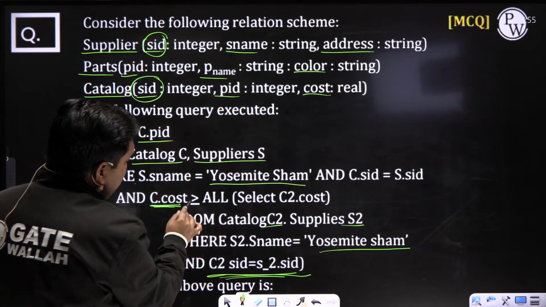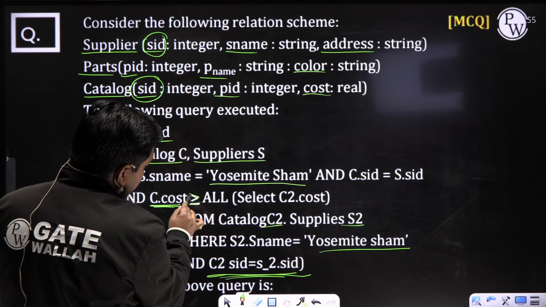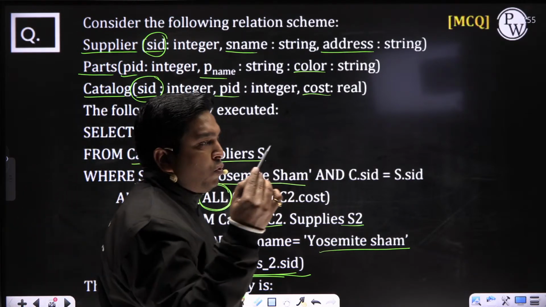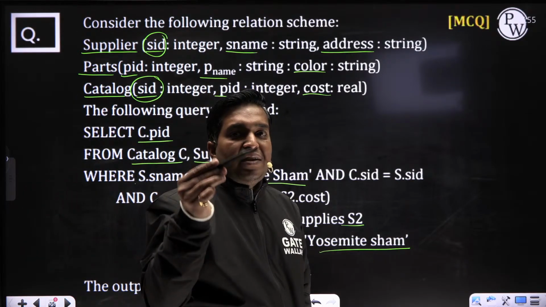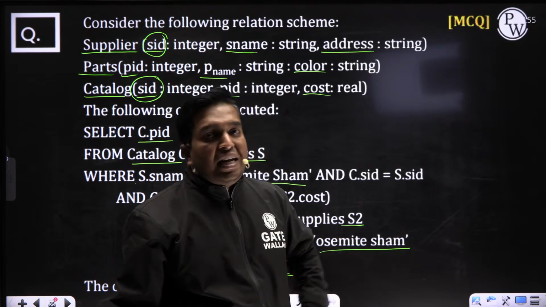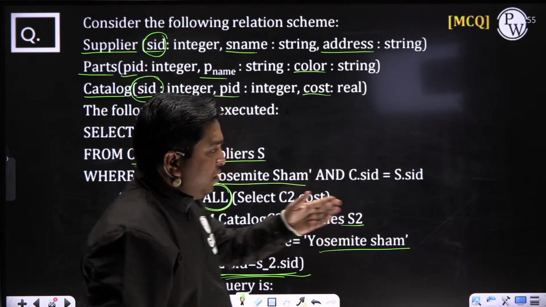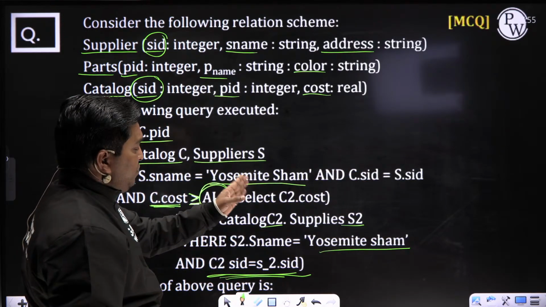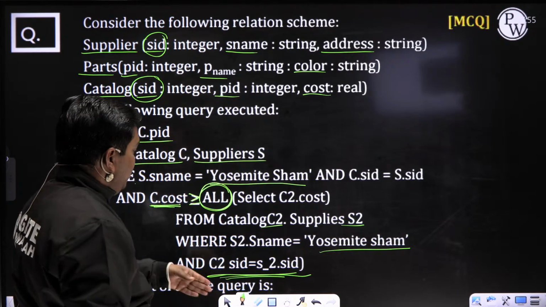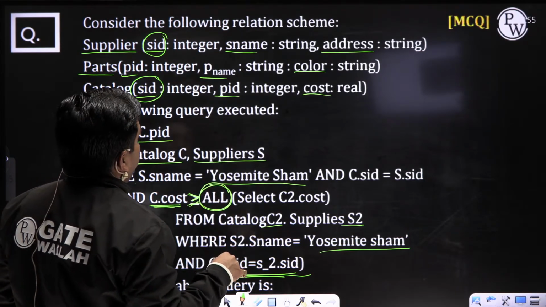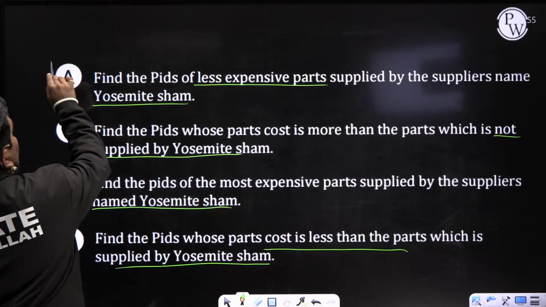Here you can see there is a greater than or equal to sign. ALL operator means, let's suppose the costs are 1 lakh, 2 lakh, 3 lakh, 5 lakh, 6 lakh, 10 lakh. So 10 lakh is the maximum. Then which one will it select? More than 1, more than 2, 3, 4, 5, 6, 7, 8, 9, 10. So greater than or equal to 10 means most expensive. First, that's why it is wrong.